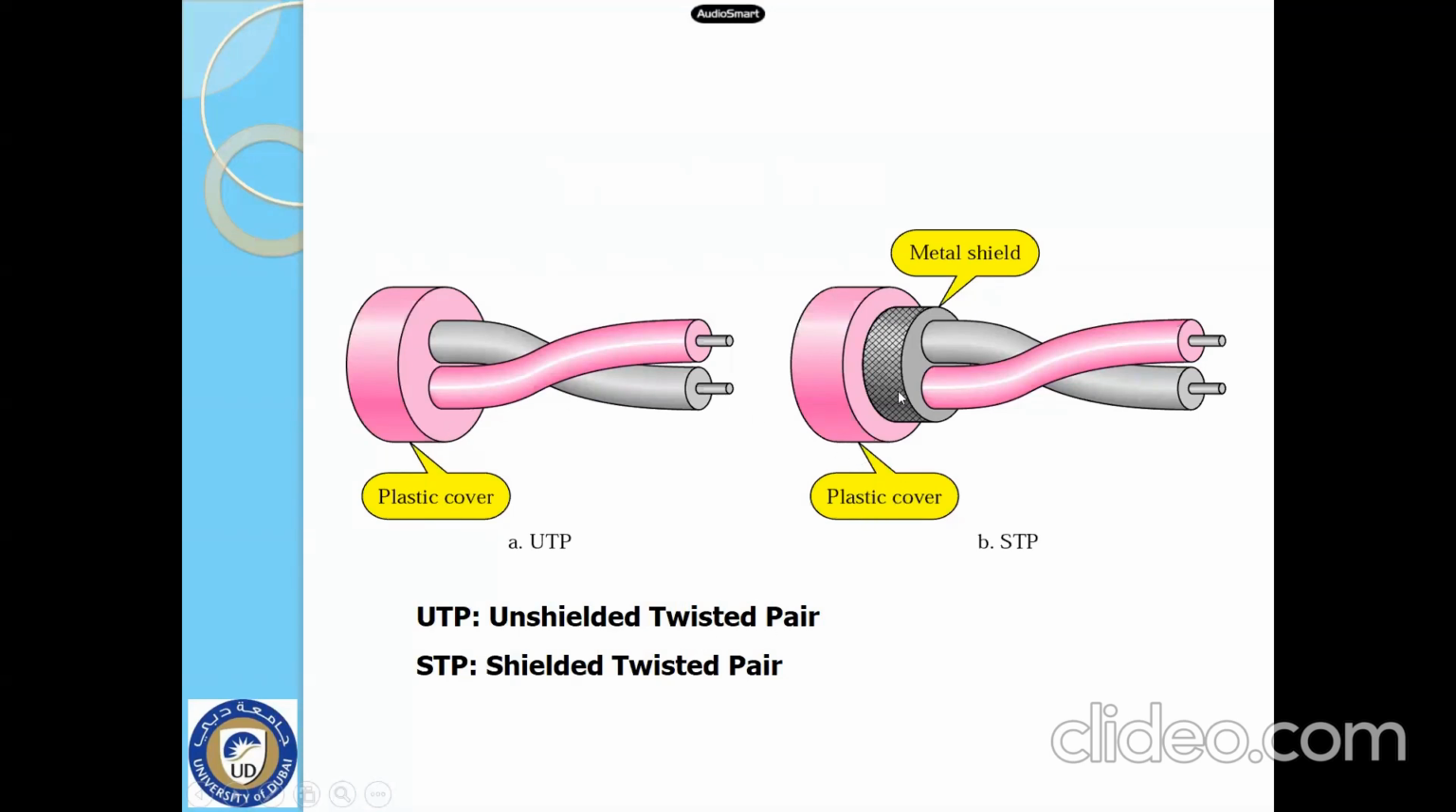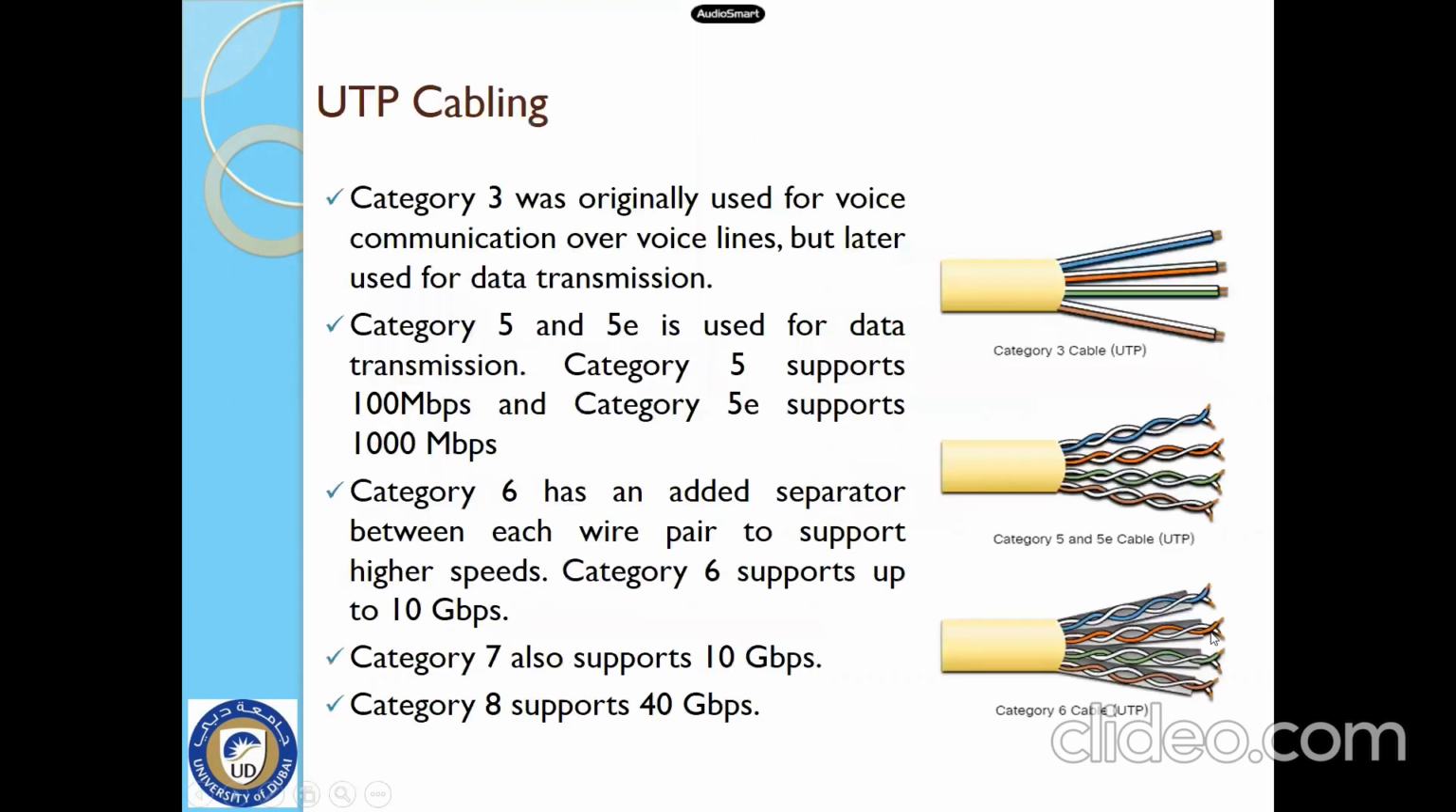Now, when you have a plastic cover and you have a metal shield over the wires, this is what we call shielded twisted pair. The shielded twisted pair has more advantage because of the metal shield. You will have less interference from other pairs and you will have better quality. However, think about it, you have metal here, so it will be heavier, harder to control, harder to carry, harder to handle. So this is the difference between shielded and unshielded twisted pairs.